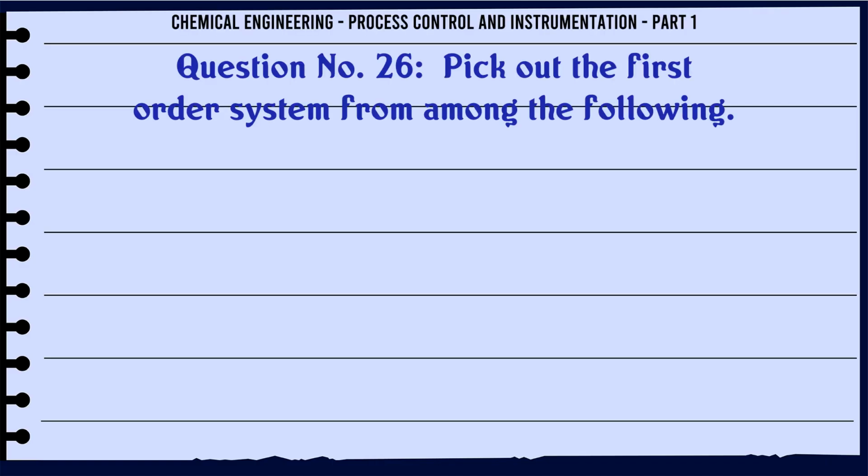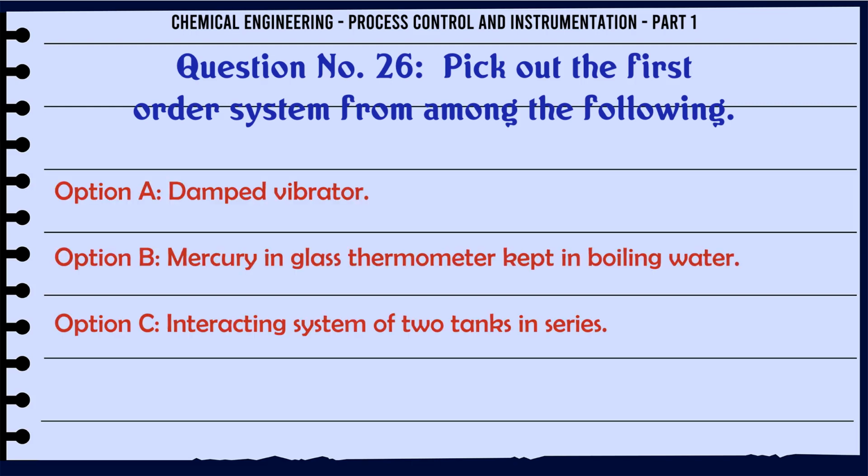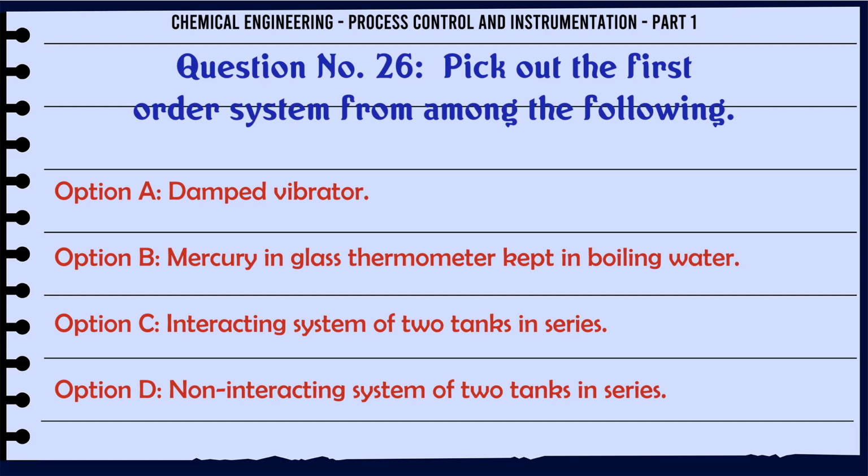Pick out the first order system from among the following: A. damped vibrator, B. mercury in glass thermometer kept in boiling water, C.